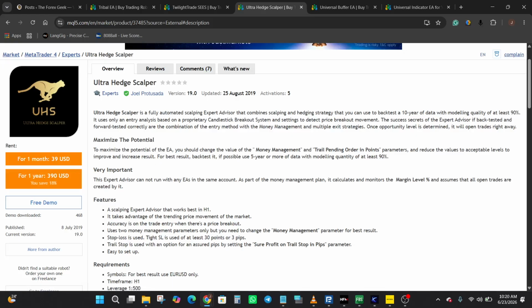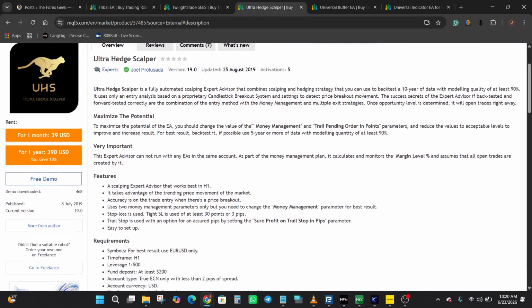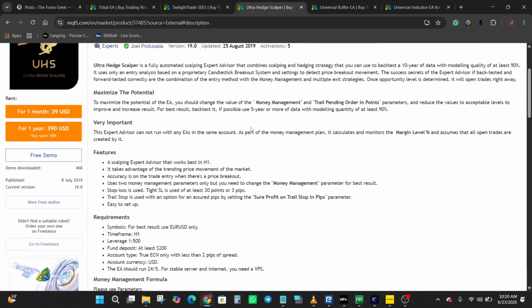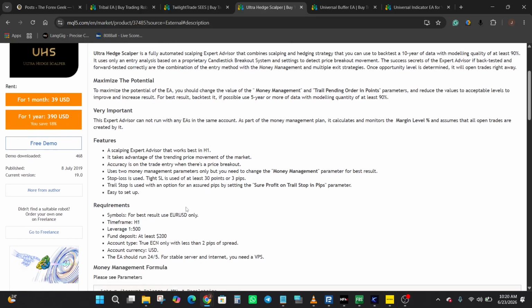Okay, so the listing also mentions that the EA's overall approach combines its entry methodology with money management and multiple exit strategies. Once a trading opportunity is identified, the EA is designed to execute trades automatically. Looking further down the page, the developer highlights several important recommendations. The EA is intended to work best on EURUSD on the H1 time frame.